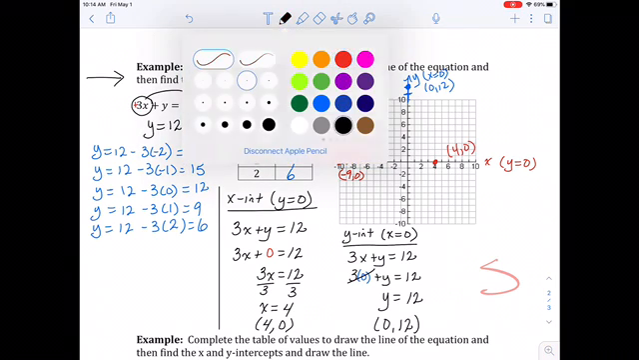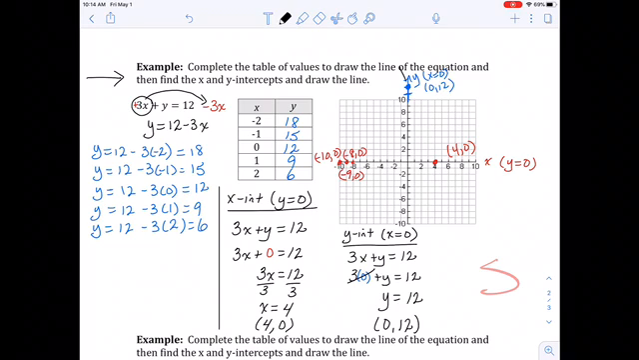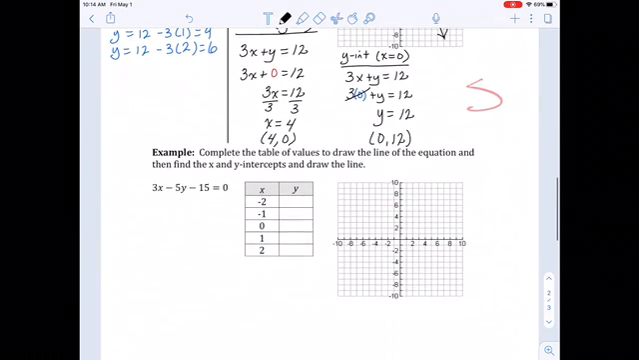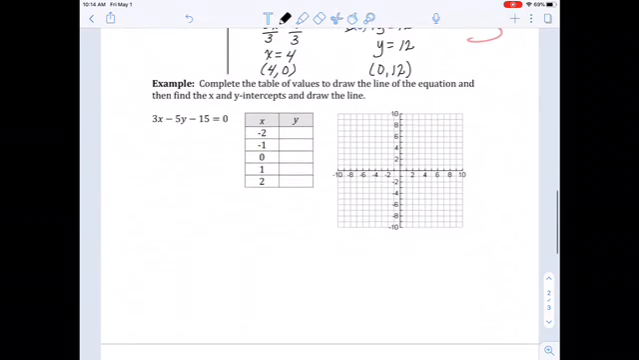Now how would we draw those lines? We only really need 2 points to draw a line. And there we go. There's our line. Much faster than the table of values. Now the table of values still has its uses, and it is good practice. Let's look at the next one.